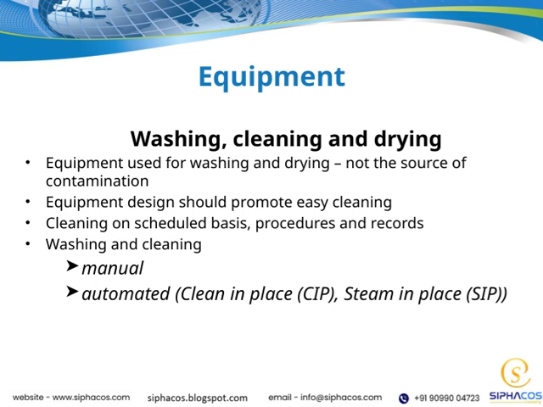When it comes to washing and cleaning methods, we have both manual and automated options. Automated methods include systems like Clean in Place, or CIP, and Steam in Place, or SIP. These technologies help streamline cleaning, reduce human error, and ensure thorough sanitation. Remember, the goal here is to maintain equipment that is not only clean, but also designed to facilitate easy and thorough cleaning. This is vital in maintaining overall hygiene and preventing contamination in our processes.